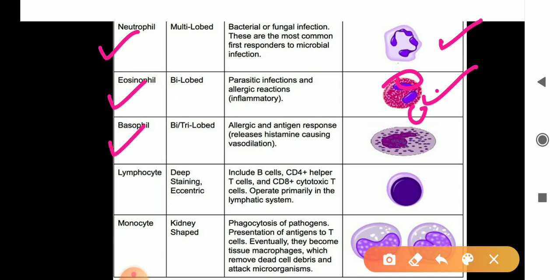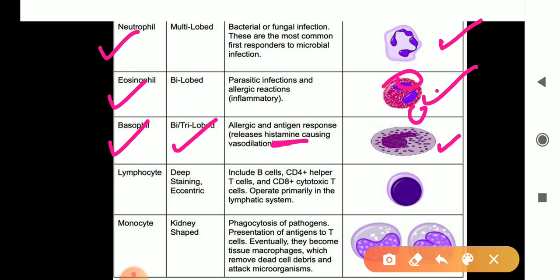Then basophils. Basophils have the affinity toward the basic dye, and the nucleus may be trilobed or bilobed. They also give the response against allergy and antigens. They release histamine, causing vasodilation.